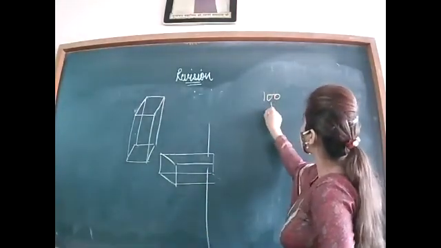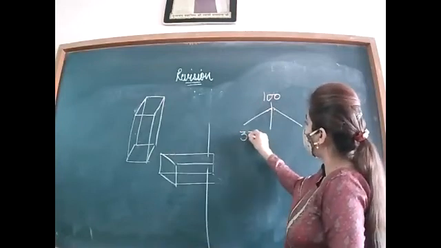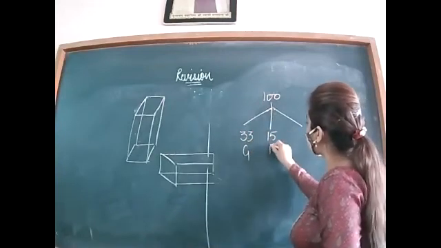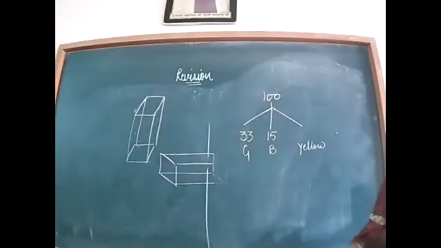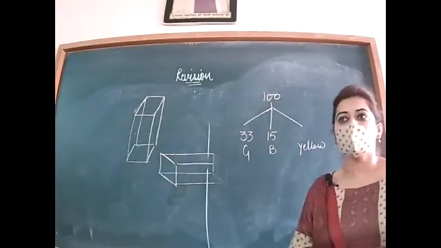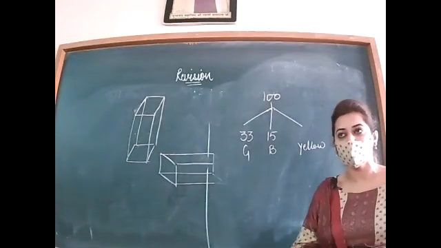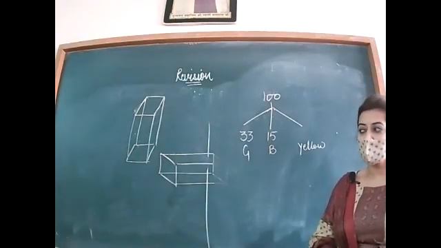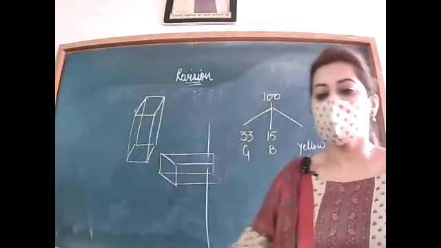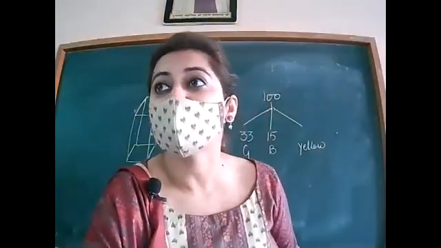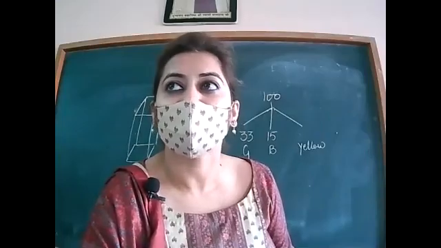Out of 100 balls, 33 are green, 15 are blue, and the rest are yellow. If you draw one ball out of the bag, find the probability of a yellow ball. Yes, Harnoor, what is the formula for probability? Yes, number of favorable outcomes upon total number of outcomes. And total outcomes here are 100. So probability will be, anyone? 52 by 100, that is 0.